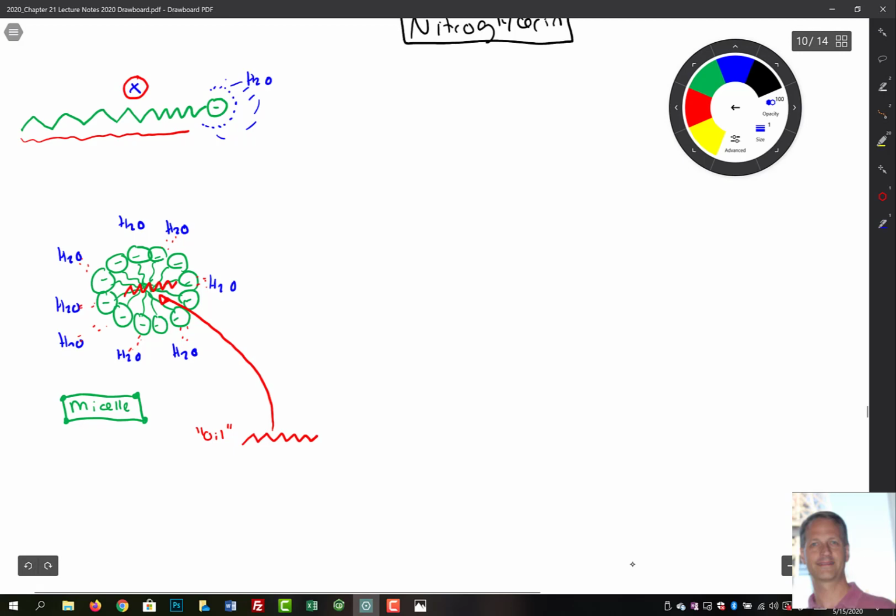Now, other thing that I want to point out to you guys here too is that when we look at this structure here, that this structure has a geometry associated with it that you may not have thought much about.